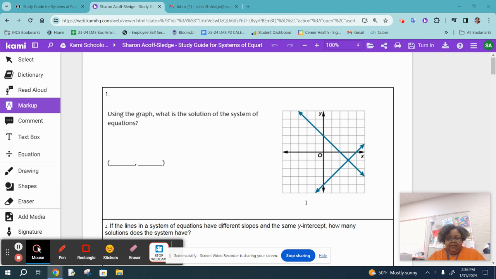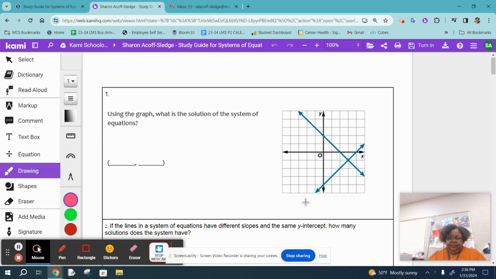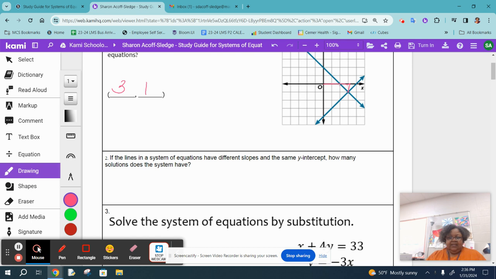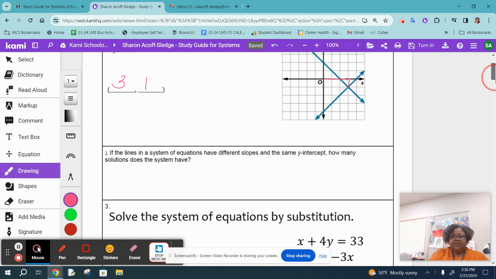Number one says, what's the solution? The solution, remember, is where the lines intersect. And they intersect at 1, 2, 3, where x is 3 and y is 1. So we start at the origin, go here and down here. All right, we went over this one.